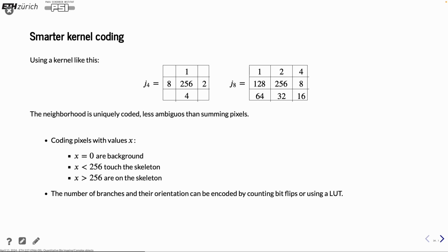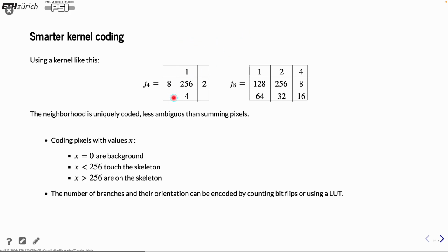We can also do some smarter coding to get more information about orientations of the branching. And if the kernel is defined like these two, we can get even more information, because now we can tell in which order things are coming. And the reason for having this is that these are the binary numbers. So we have each position in the binary number filled up if a pixel matches these positions.